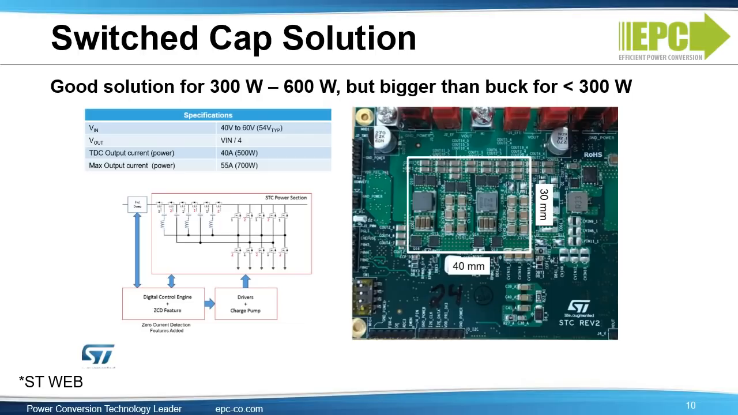This is a typical switch cap solution for 500 watts. For 300 watts to 600 watts, switch cap is a good design and the size is okay. But below 300 watts, a buck solution is far smaller and cheaper due to less components, like we saw in the previous slide.